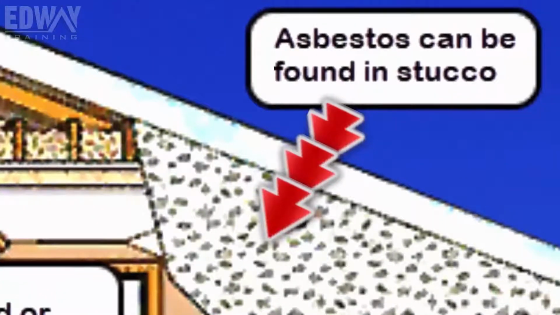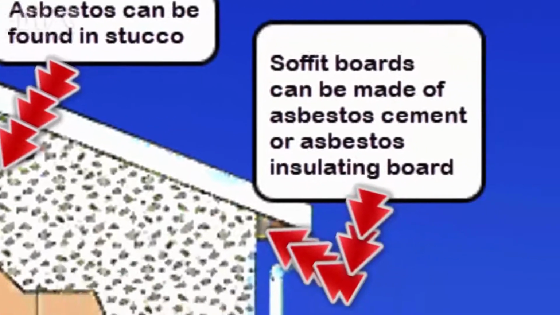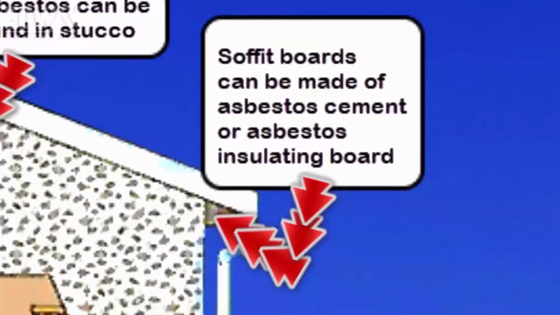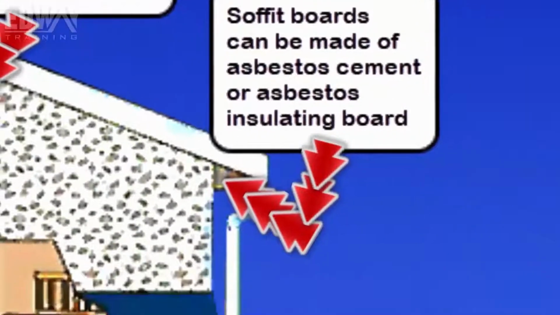Asbestos can be found in stucco. Soffit boards can be made of asbestos cement or asbestos insulating board. Asbestos cement, transite, board, siding and undersheeting. Window putty. Even downpipes can be made of asbestos cement.